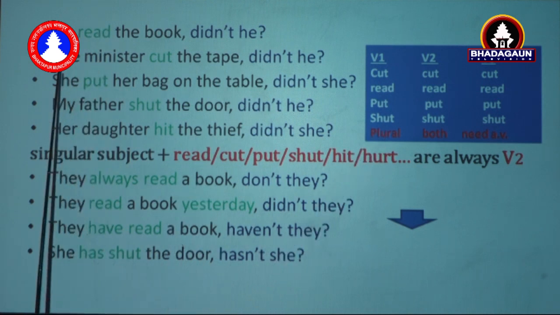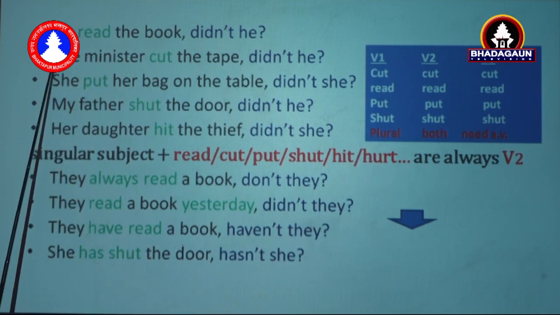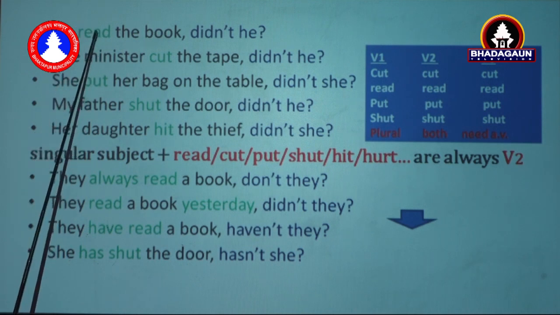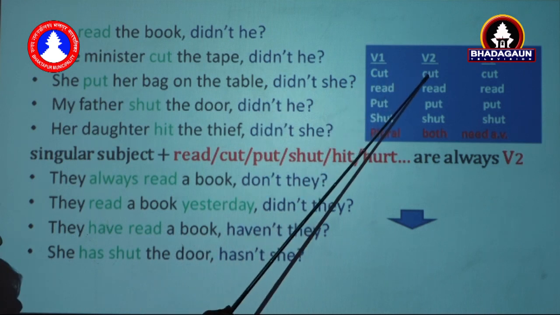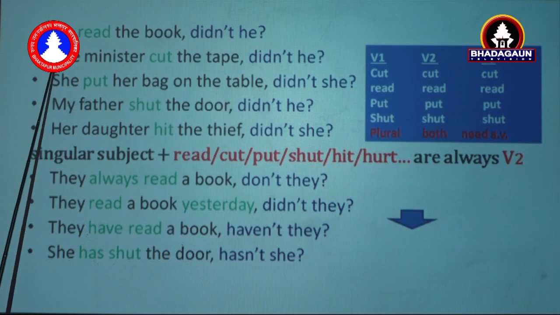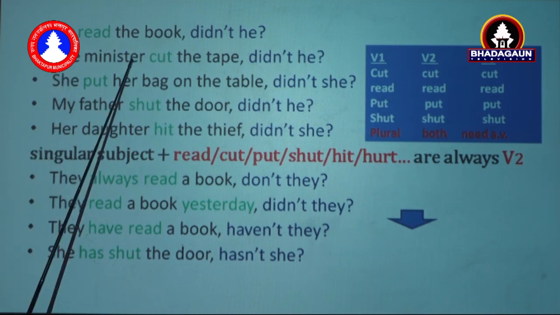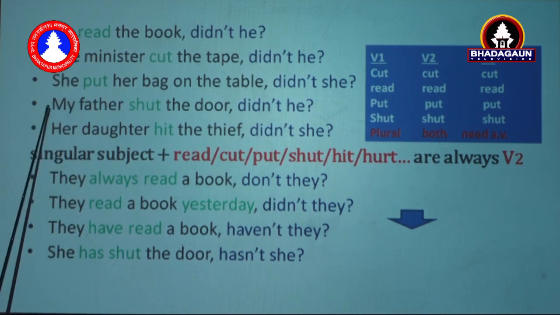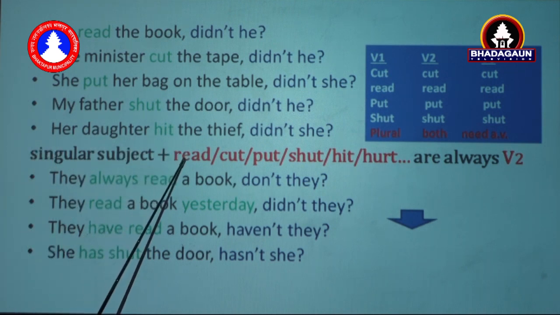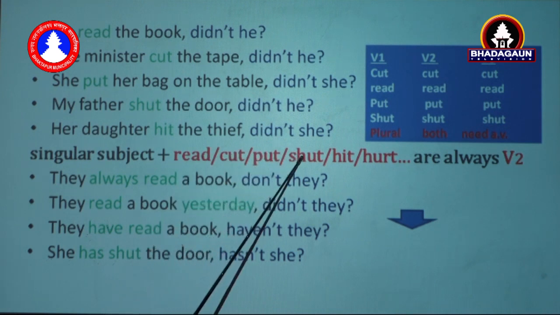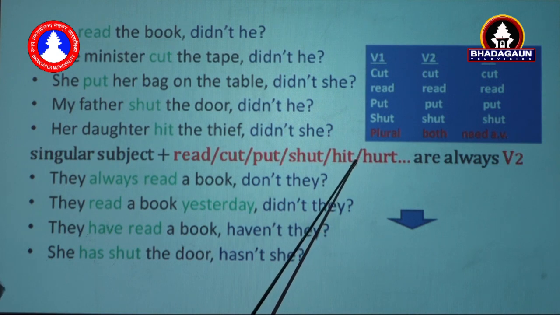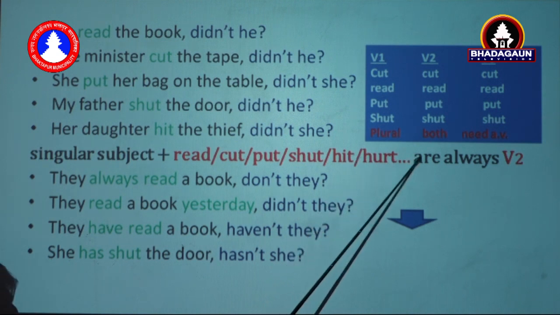See the subject, he is singular. A singular subject cannot agree with a plural verb. That's why it cannot be verb 1. So ultimately it is verb 2. In this case, if the singular subject is here, he, the minister, she, my father, her daughter, all singular subjects, and after that read, caught, put, shut, hit, if these words have the same form, the same spelling of verb 1, verb 2, verb 3, they are always verb 2.